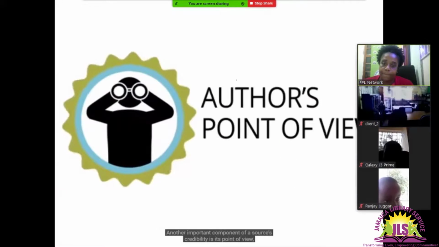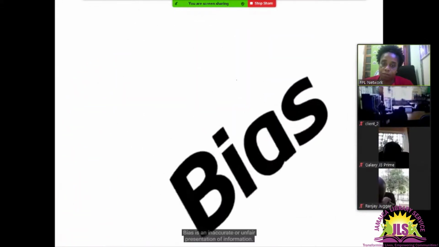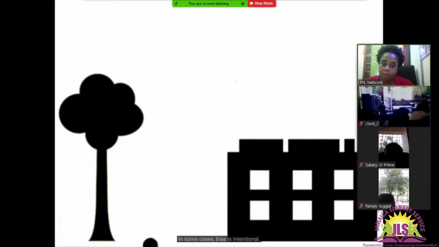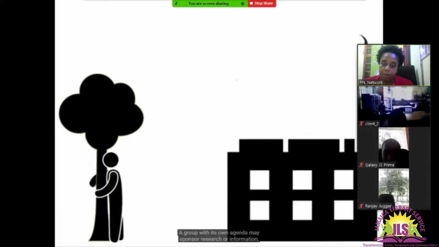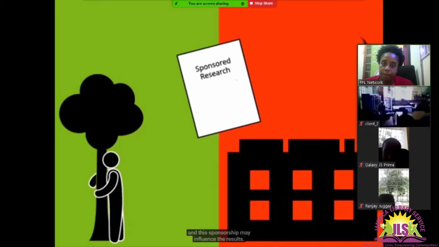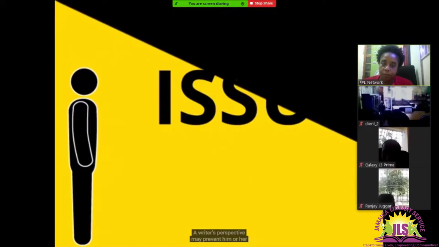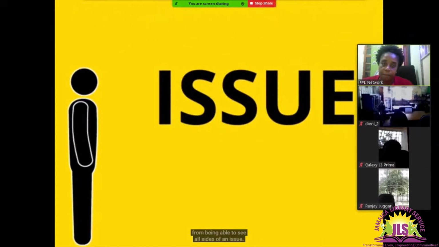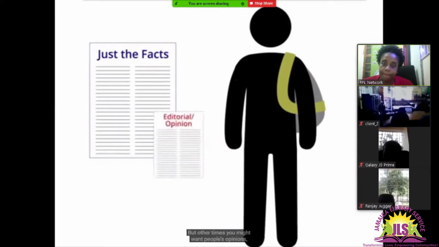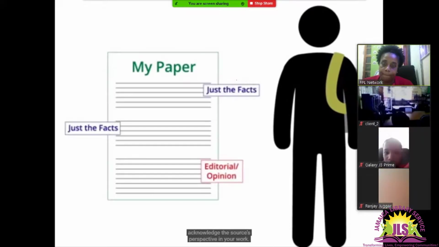Another important component of a source's credibility is its point of view, in particular its potential bias. Bias is an inaccurate or unfair presentation of information. In some cases, bias is intentional. A group with its own agenda may sponsor research or information, and the sponsorship may influence the results. Bias can also be unintentional. A writer's perspective may prevent him or her from being able to see all sides of an issue. Sometimes you need unbiased facts to support your point, but other times you might want people's opinions, and that's okay, as long as you acknowledge the source's perspective in your own work.